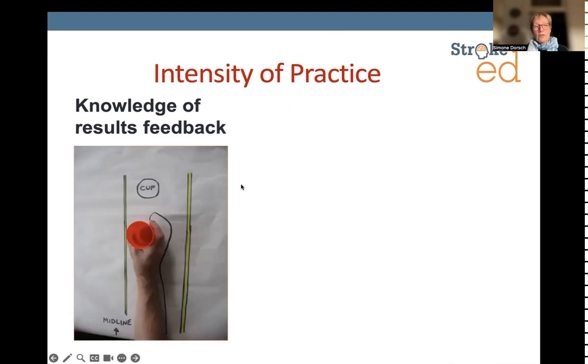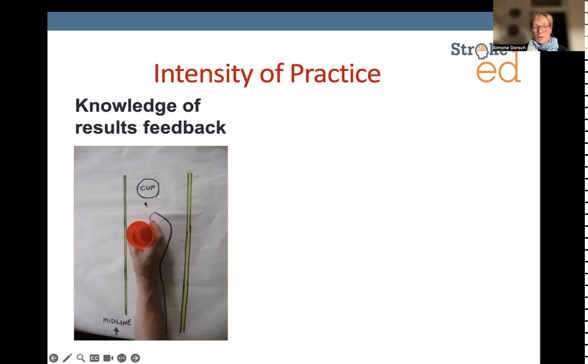So we should provide knowledge of results feedback to people every time they practice, not as an outcome measure that happens every now and then, but every time. It's an objective measure of performance that is directly related to what they're practicing, and it shows them that they are changing as they practice. So here it could be about how far forward they can move the cup without their arm going into abduction or whatever it is.